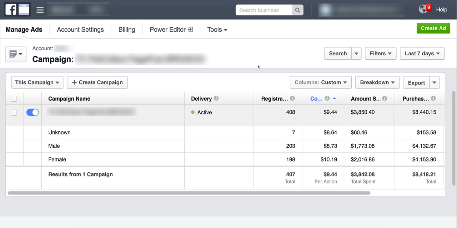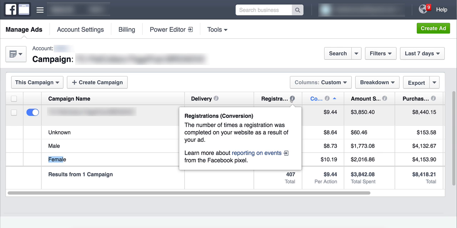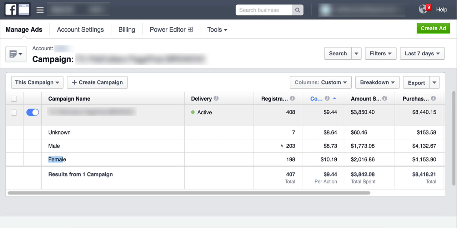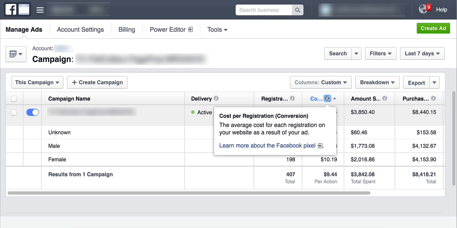All right, so now you can see over here, unknown, which some people choose not to say if they're male or female on Facebook. And you've got males and you've got females. Now, this column that says registration is the number of times a registration was completed. In other words, a purchase was made. So this is the number of sales I made.